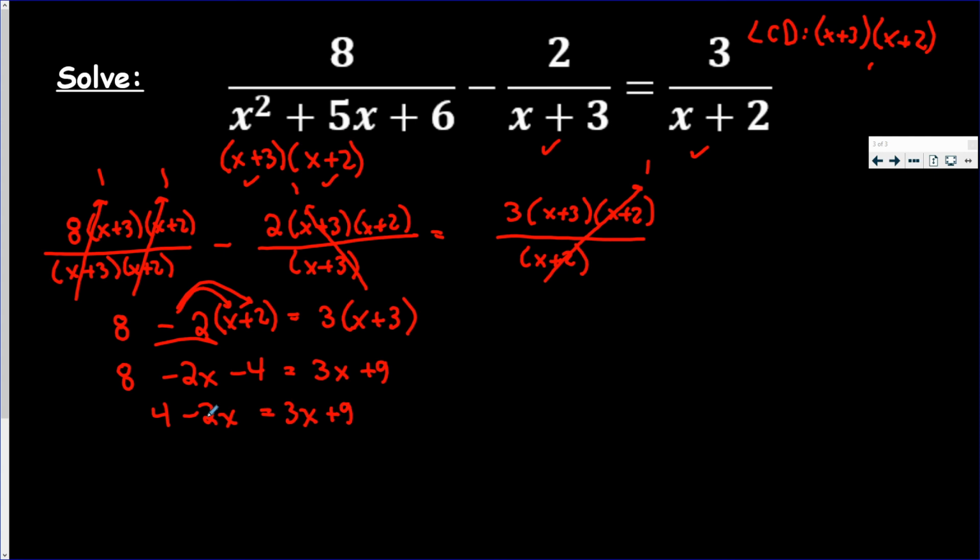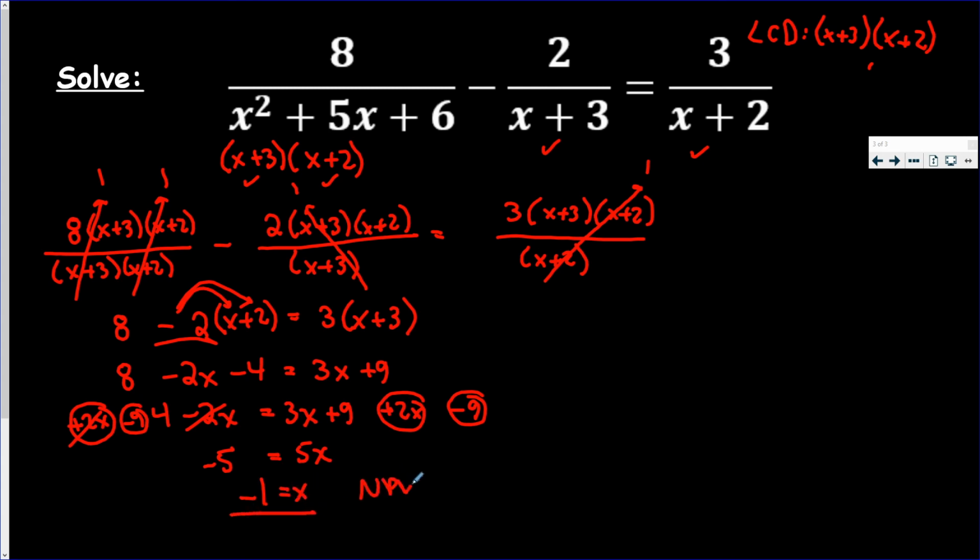I'm now going to add 2x to both sides. So let's go plus 2x, and that's going to leave me with 5x on this side, and the 2x will be gone over here. I'm also going to subtract 9 on this side, so I'll be subtracting 9 over here. So 4 subtract 9 is negative 5. Divide both sides by 5, and you get that x equals negative 1. Don't forget your non-permissible values, so your NPVs from before, when you factored it, would have been negative 3 and negative 2, which is not our answer, so we are okay.